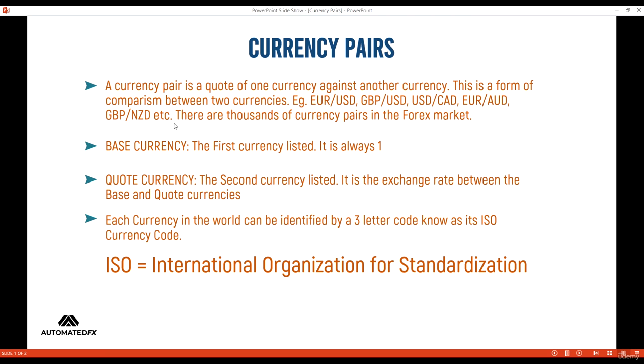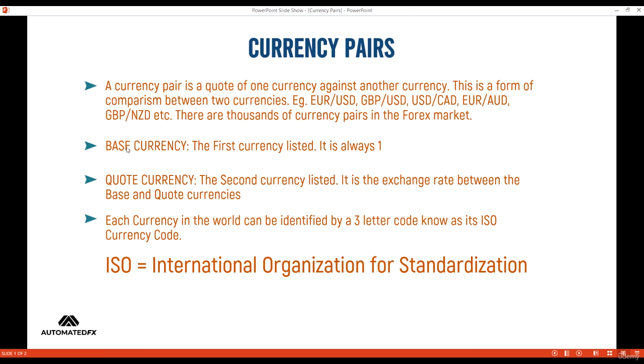The idea of a currency pair, like I said, is the comparison between one currency and another currency. We are basically saying one currency is going to gain value against the other currency. When we are saying this currency will gain value, we are actually buying that currency. If we are saying this currency will fall, we are actually selling that currency. So that's the idea of currency pairs.